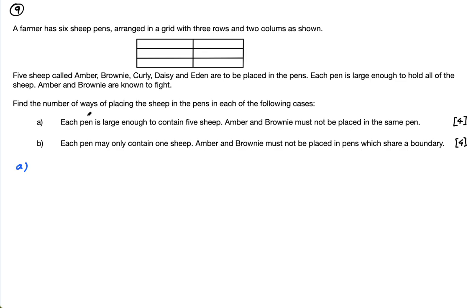So, part A. Each pen is large enough to contain 5 sheep. So, we can put them all into this pen. But Amber and Brownie, A and B, must not be placed in the same pen. We can put, however, Curly, Daisy, and Eden into any of the pens. So think of it like this. Curly can go into any of the 6 pens. Daisy can go into any of the pens. So Daisy can go into 6 pens.